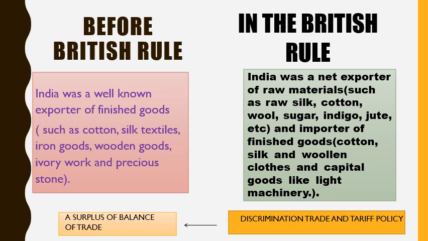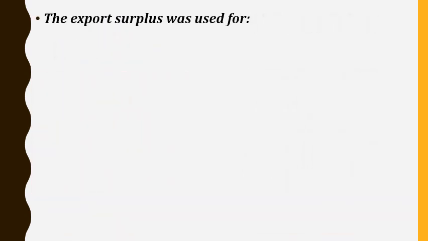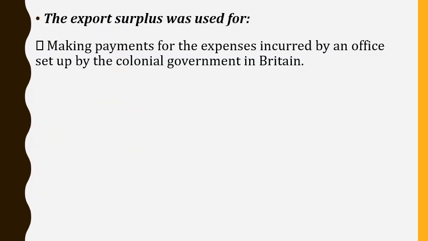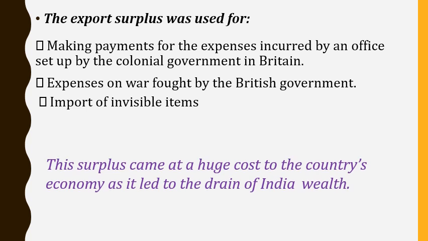So where was this surplus used? The export surplus was used for making payment for the expenses incurred by an office set up by the colonial government in Britain. It was directly used there for setting up an office in Britain, and for the expenses on wars fought by the British government. They were paying these expenses, and for the import of invisible items. Basically, this surplus came at a huge cost to the country's economy. We were importing finished goods from their side and exporting our raw material, but we were not getting any surplus from their side. So this drained Indian wealth.